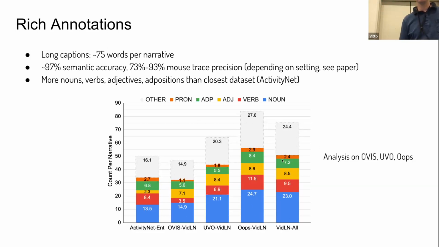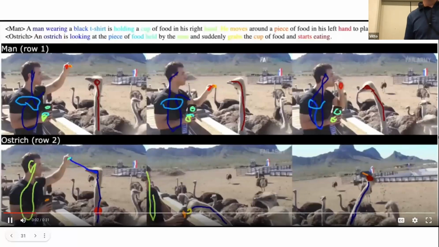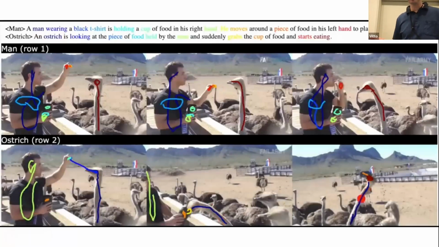And here is some distribution on 3 of the datasets. You can see that our dataset has more words and more diverse word types compared to the closest related dataset, ActivityNet. And here is an annotator at work, a bit cheated. I cut the breaks. Again, there should be voice here. Anyway, you can see the correspondence on top.